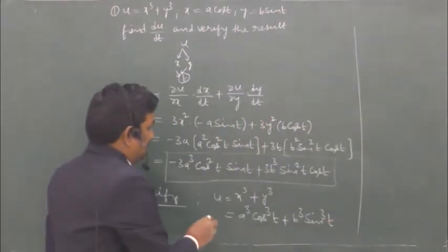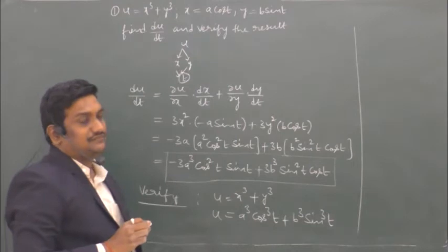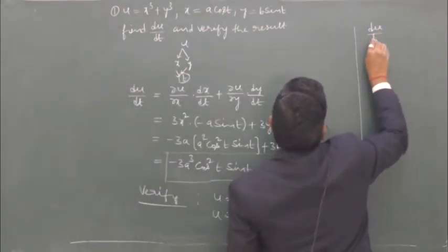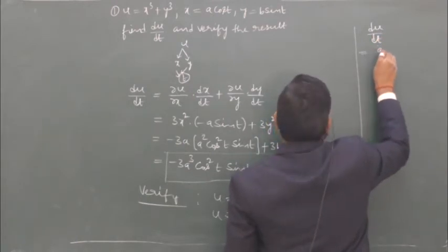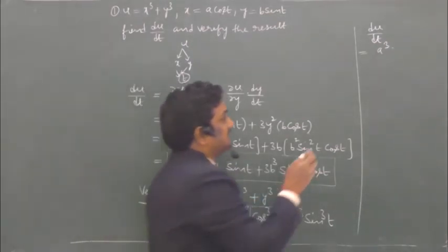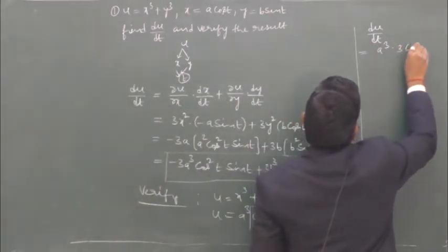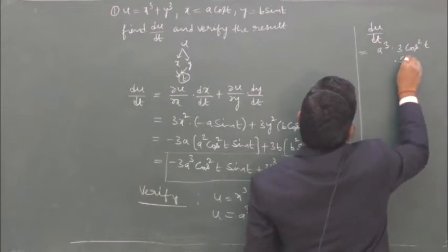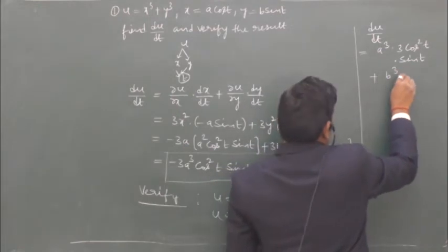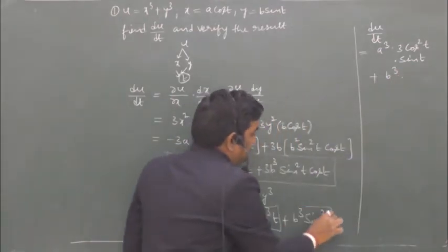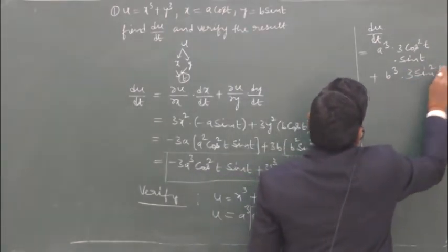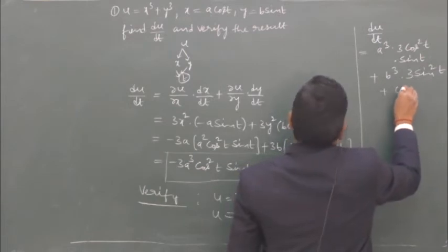Now we have u in terms of t, and we need du by dt, that is the first derivative. So a cube is constant. Now we need the derivative of cos cube t. Its derivative is 3 into cos square t, and the internal derivative of cos t, sin t, plus b cube into the derivative of sin cube t. It is 3 into sin square t and the internal derivative, cos t.